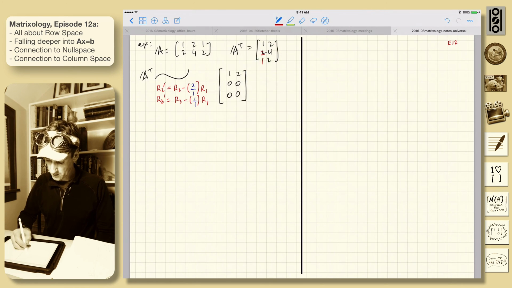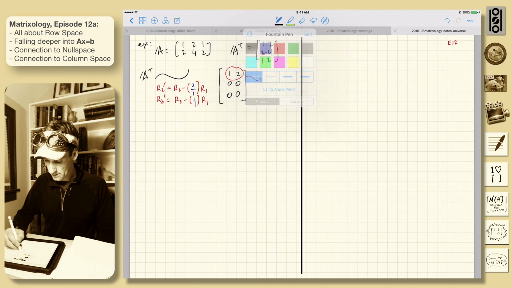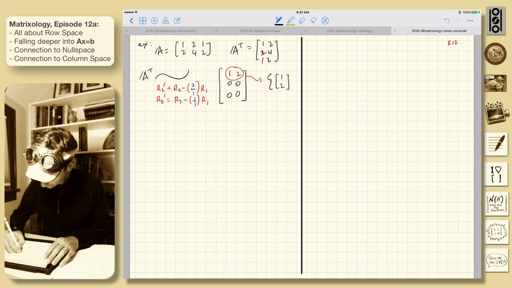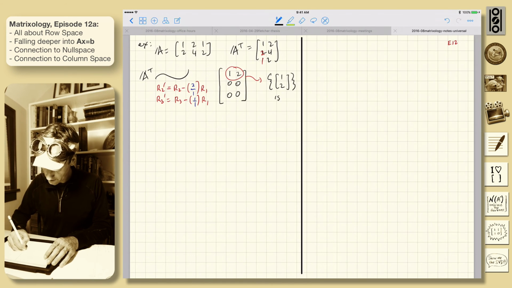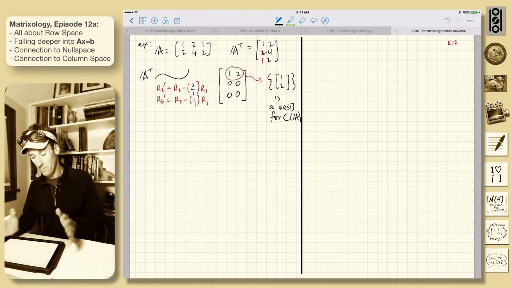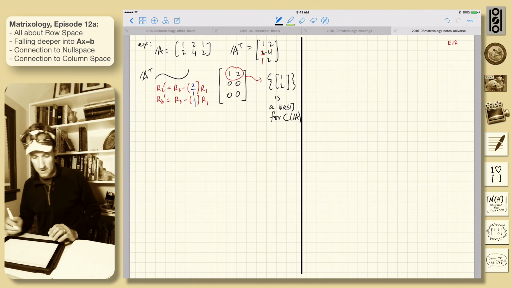So this vector here, 1, 2, is a basis for the column space of A. So it matches up with what we had before. It won't necessarily be the same, but it is exactly the same as what we had before.